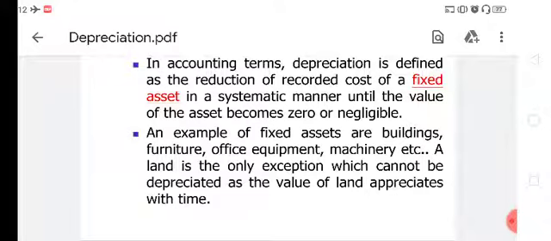Just take an example of this word depreciation. Examples of fixed assets are building, furniture, office equipment, machinery, trucks, and so on. Land, listen very carefully, land is the only exception which cannot be depreciated, because we know that from time to time the value of land is increasing. So depreciation is not charged on the value of land.